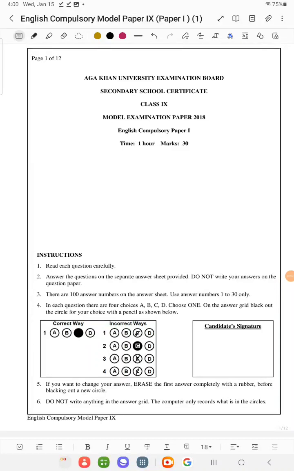So, in this lecture, we are going to start the subject English of class ninth, Aga Khan University Examination Board. We already have discussed the past paper pattern of this English subject, and that is compulsory for your final examinations and also for your school mocks, your tuition mocks, and your tuition examination as well.